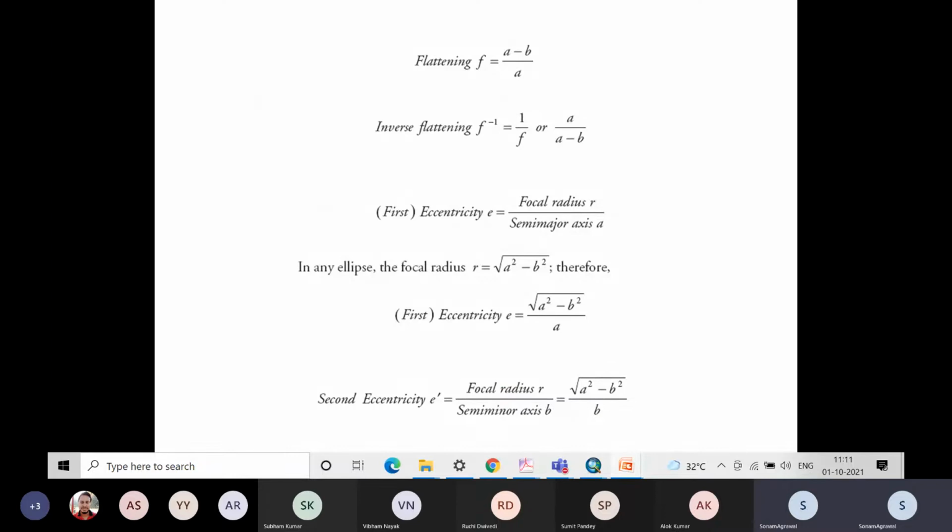So these are the formulas that you can use. First, you need to compute semi-major axis, semi-minor axis. Later on, you can compute flattening, inverse flattening, eccentricity, second eccentricity by using these formulas. So quickly calculate all these values. I am giving you 5 minutes to calculate all the 6 parameters of the earth using the value of major axis and minor axis.